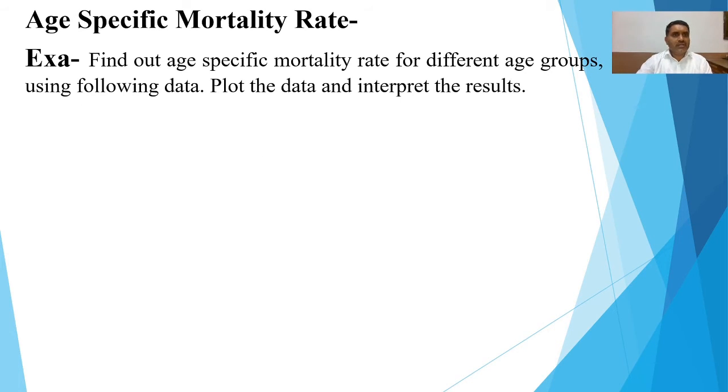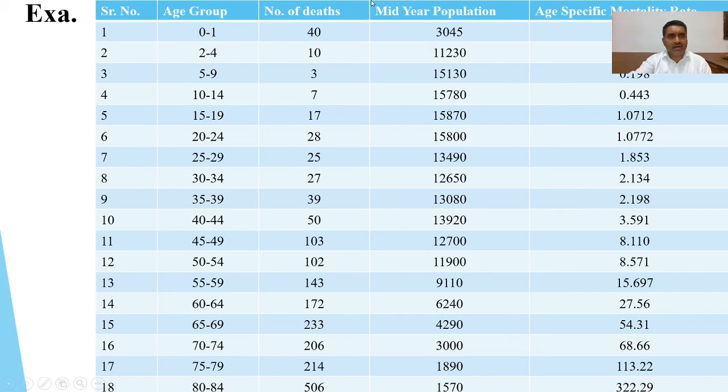So let us see age specific mortality rate. Find out age specific mortality rate for different age groups using the following data. Plot the data and interpret the results. So this is the data.